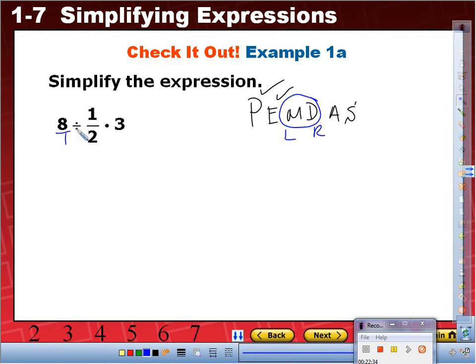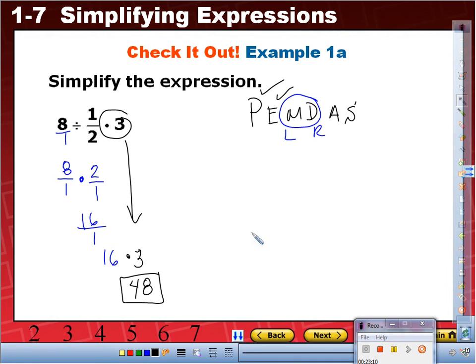8 divided by 1/2, or 8 over 1 divided by 1/2 becomes 8 over 1 times the reciprocal, which is 2 over 1. So let's see. What is 8 times 2? 16 over 1. What is 16 over 1? 16. Now I can bring down the last part, which is times 3. So let's see. What is 3 times 16? 48.